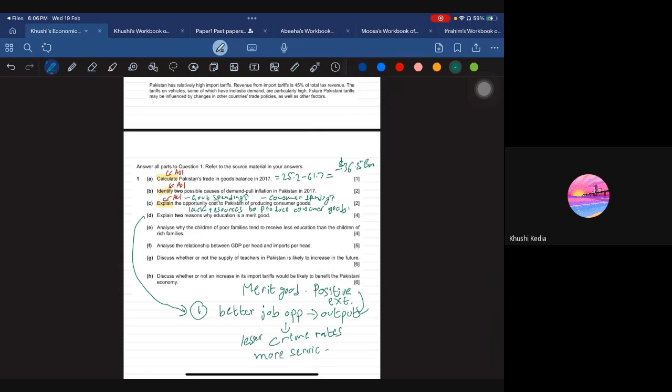Now, Khushi, can we divide these into two different points? No, sir. Why? Because it is stemming from the positive externality point. So our first point relates to that merit good has positive externality and how education is a merit good because it also has a positive externality. And the positive externality is that when the people are educated, they will get better job opportunities, there will be lesser crime rates and more services for the people. So that is one point. Now, what are the points that you can write? So this stems from the positive externality.